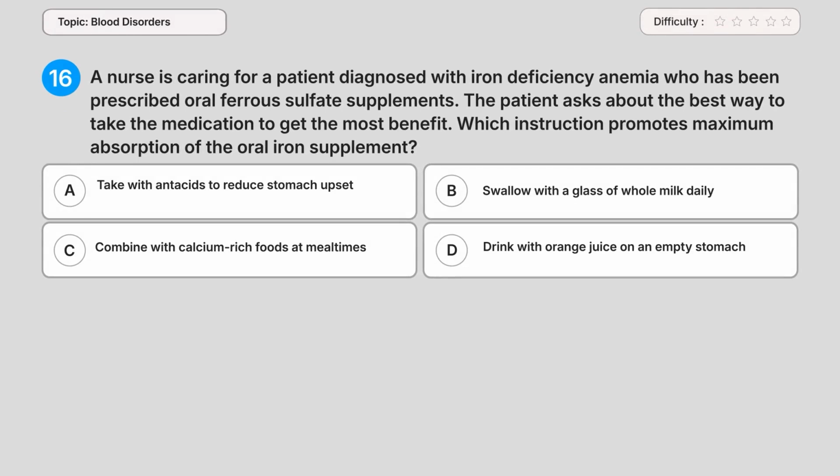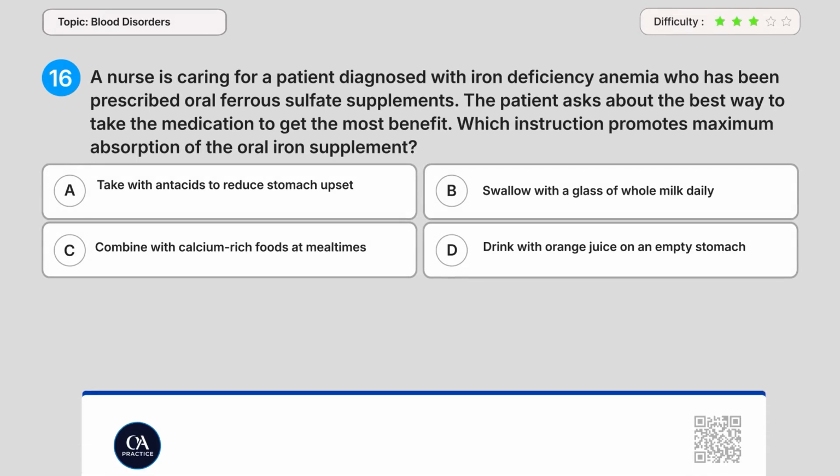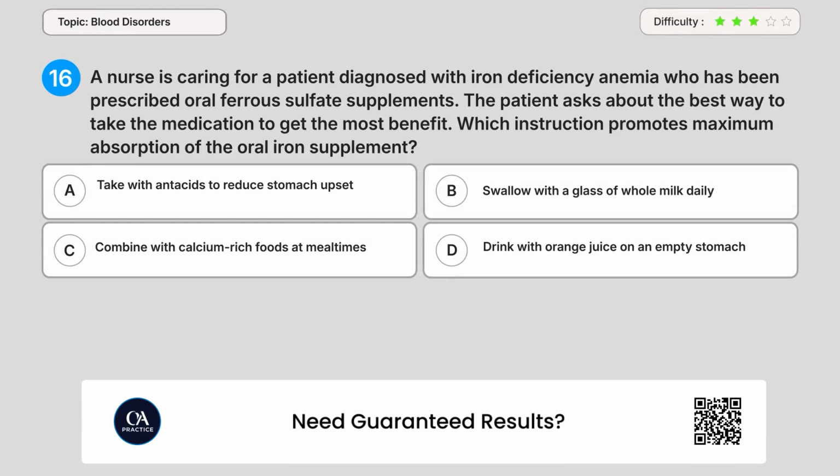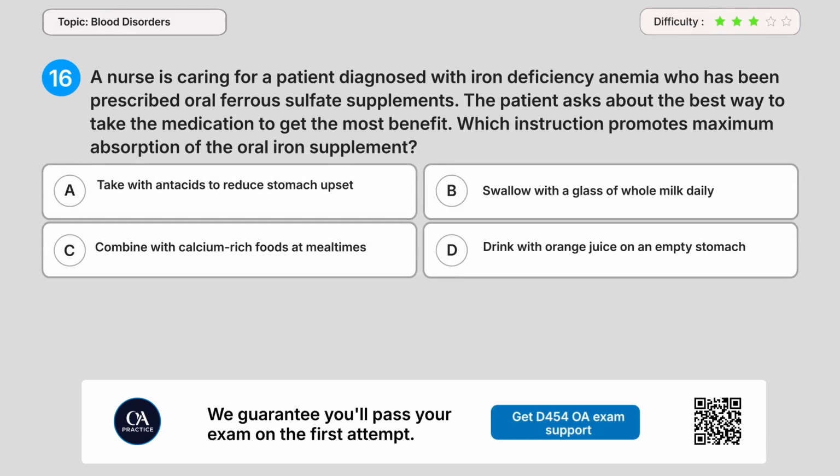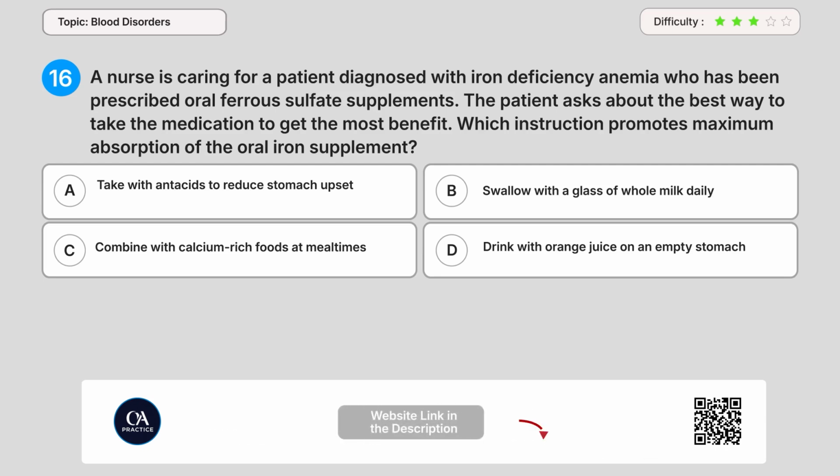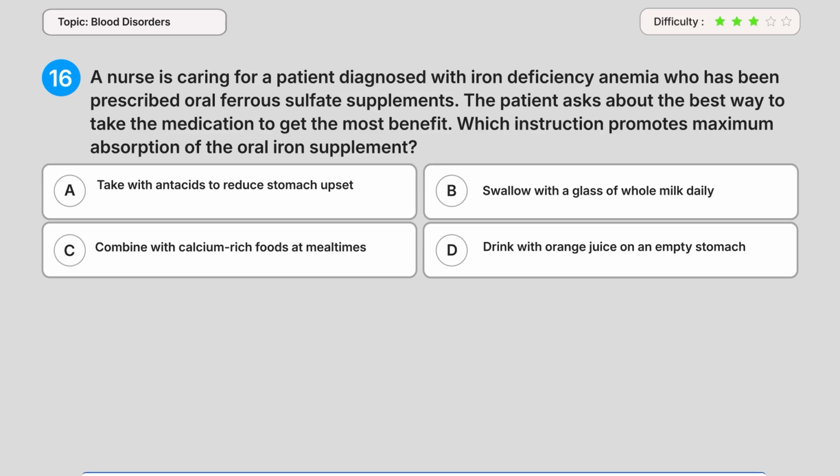16. A nurse is caring for a patient diagnosed with iron deficiency anemia who has been prescribed oral ferrous sulfate supplements. The patient asks about the best way to take the medication to get the most benefit. Which instruction promotes maximum absorption of the oral iron supplement?